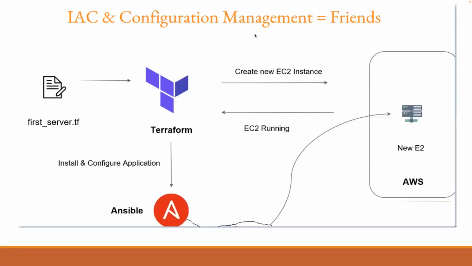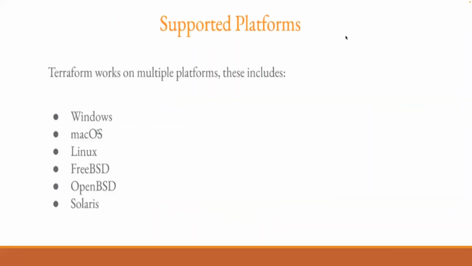So after building the infra, something like we have a first server, then through Terraform we create the EC2 instance. After running the EC2 instance, Terraform will hand over to Ansible, so Ansible's work will start after creating the instance. On existing servers only, we can install the software or packages. For example, we created a new EC2 instance through Terraform, and we want to install Java and Tomcat. After that, Ansible takes care and installs the Java and Tomcat. So IaC and configuration management tools are friends. Guys, understood, right?